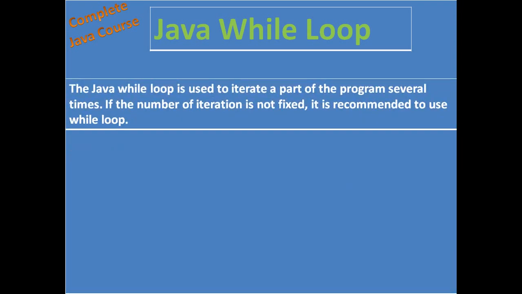The Java while loop is used to iterate a part of the program several times if the number of iterations is not fixed. It is recommended to use while loop. It means if you don't know how many times you have to iterate the part of the program, then you will use while loop.